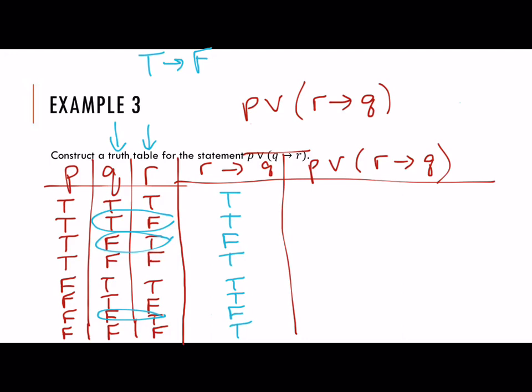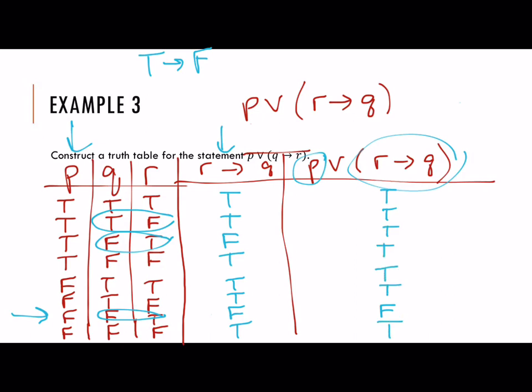Okay, and then I'll just finish this one off. So we have P or the column for the conditional. So I'm just looking through for any cases where they're both false, and the only case I have is this one down here. Okay, so that would be false, and then the other 7 would be true. 4, 5, 6, 7, 8.